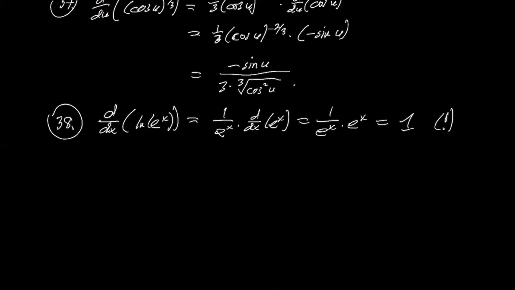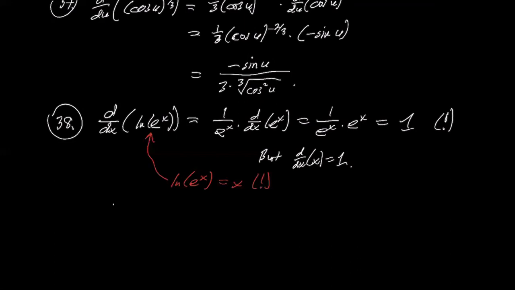What function has a derivative of 1? x. The derivative of x is 1, right? d over dx of x is 1. And in fact, it's true that ln of e to the x equals x, because the natural log and the exponential function cancel each other out. They're so-called inverse functions. So that makes sense, actually. In fact, we could have just converted that to x and then differentiated and got 1. But if you didn't notice that ln of e to the x equaled x, and you differentiated, you get 1 anyways. So that's kind of nice.